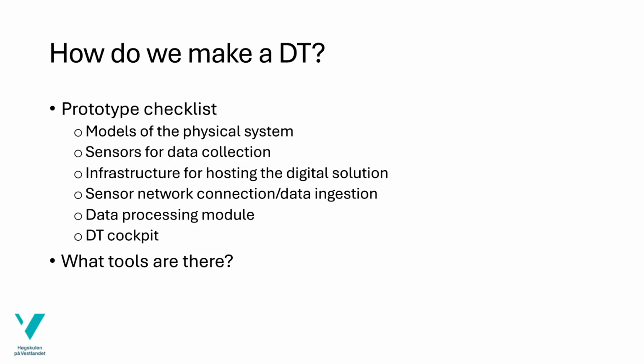We need a sensor network connection, so something that's going to be sending the data or ingesting the data that's going to be used by the digital twin instance. Following that, we also need a data processing module, so something that's going to be doing some kind of optimizations, perhaps testing, etc. And lastly, we need some kind of user interface or kind of like a control center for the end user to be able to not just overview, but maybe make changes on the physical system from the digital side. So this is often referred to as a DT cockpit.